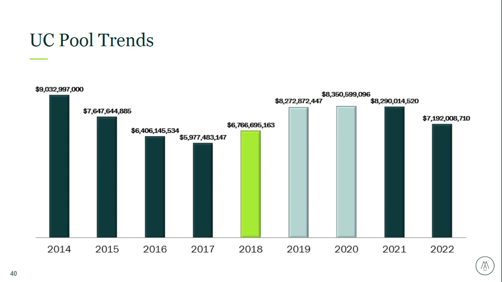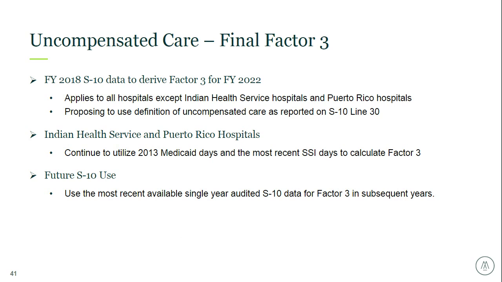So for the actual distribution of the pool, audited S10 data from the 2018 cost reports is being used, with a couple exceptions noted on the slide. And as I alluded to earlier, and as we'll see in just a minute, the results of the audits did have an impact on the distribution of the pool, even if your specific numbers did not change from as filed to audited, given that this is a fixed pool subject to the redistribution of dollars.